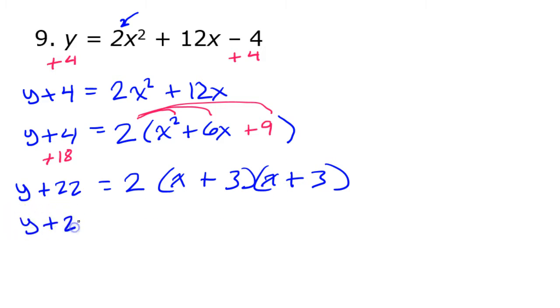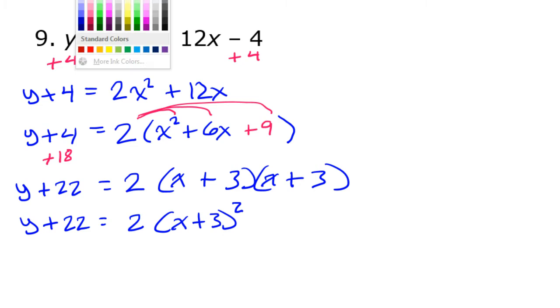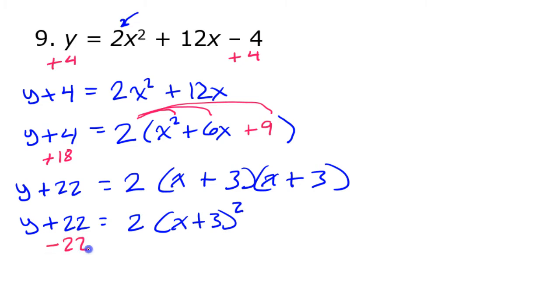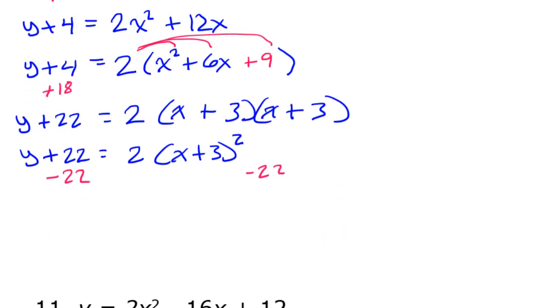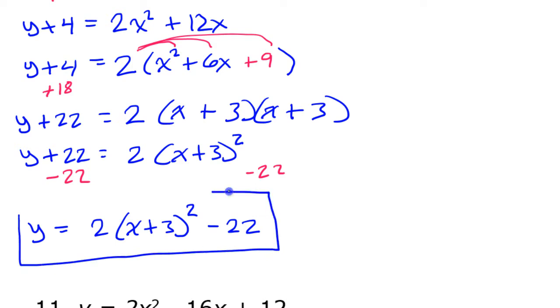Alright, so the point of doing that, since I have x plus 3 times x plus 3, I could write that as x plus 3 squared. So you can see this is almost vertex form. The last thing I need to do is subtract the 22 from both sides. And this is going to give us our vertex form final answer, which is y is equal to 2 times x plus 3 squared minus 22. Okay, so this is our vertex form.